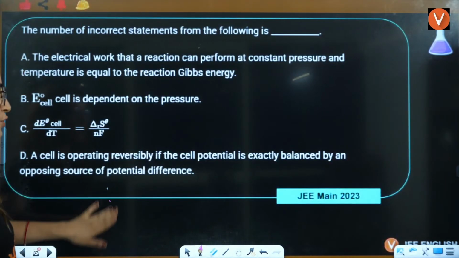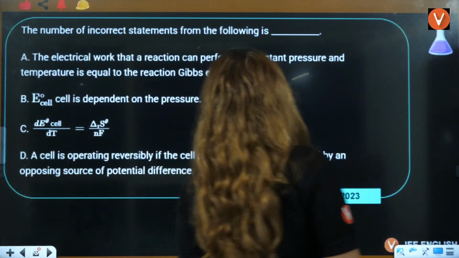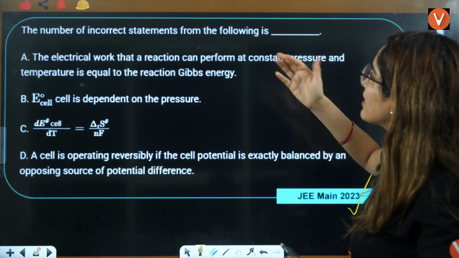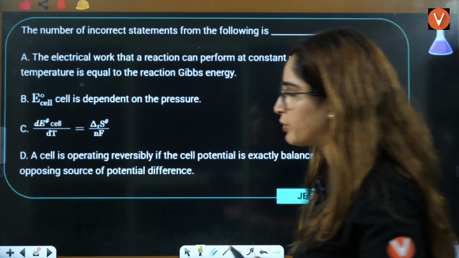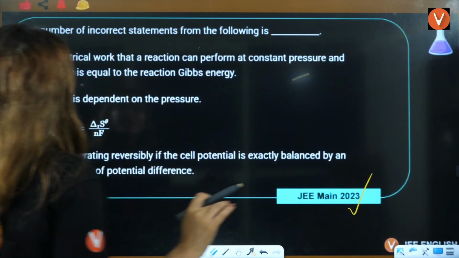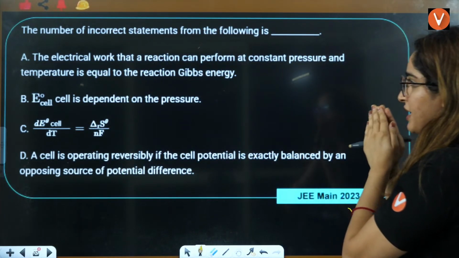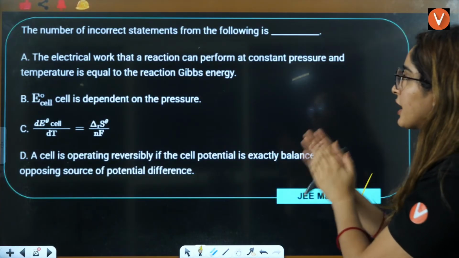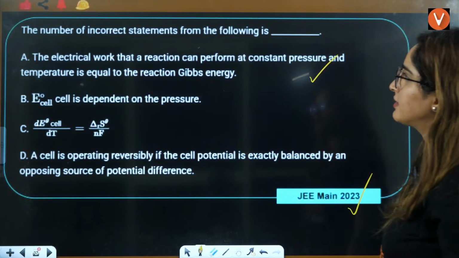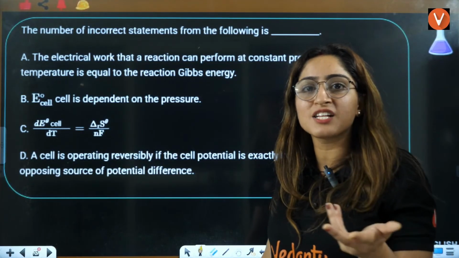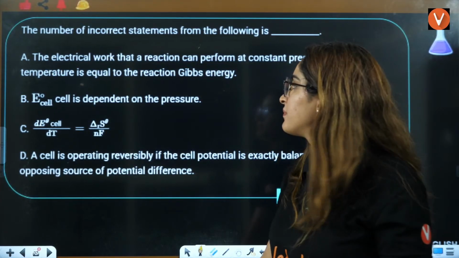Let me know, guys, if that is clear to everybody of you or not. Then again, next question is JEE Main 2023. That is number of incorrect statements from the following you have to tell. See, electrical work that a reaction can perform at a constant pressure is equal to reaction Gibbs free enthalpy. Correct? Yes. W is equals to delta G. It is Gibbs free enthalpy.